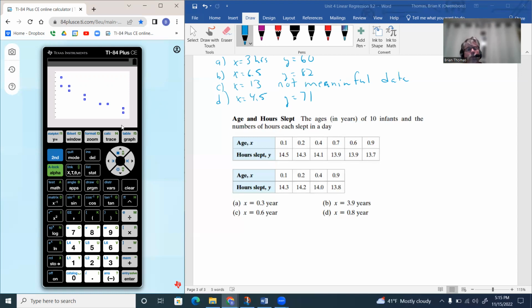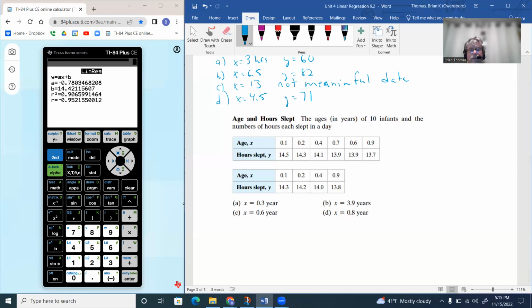So again, I want to go ahead and find the line of best fit. So I hit stat, go to calculate, number 4. Again, L1, L2, that's all good. Just go down to calculate. And we end up with the information we need to create the line of best fit.